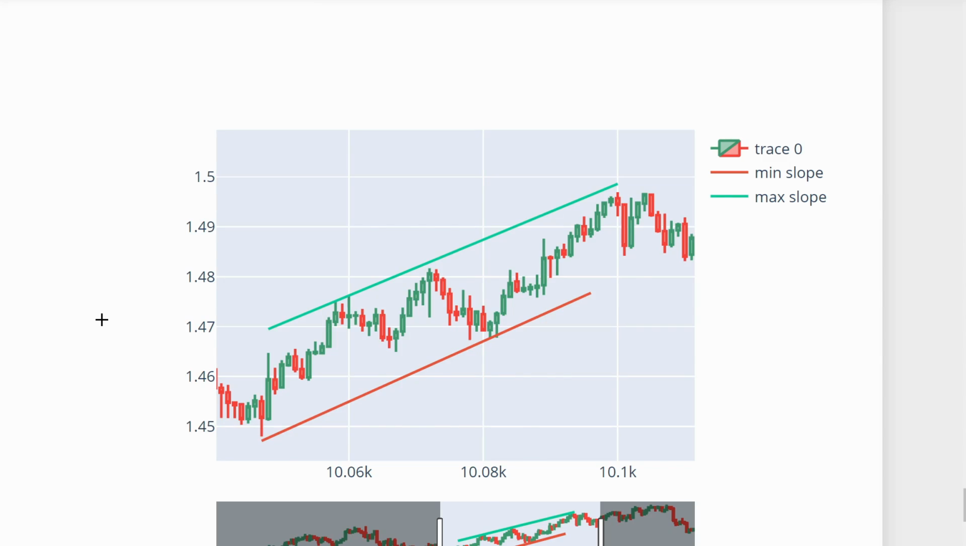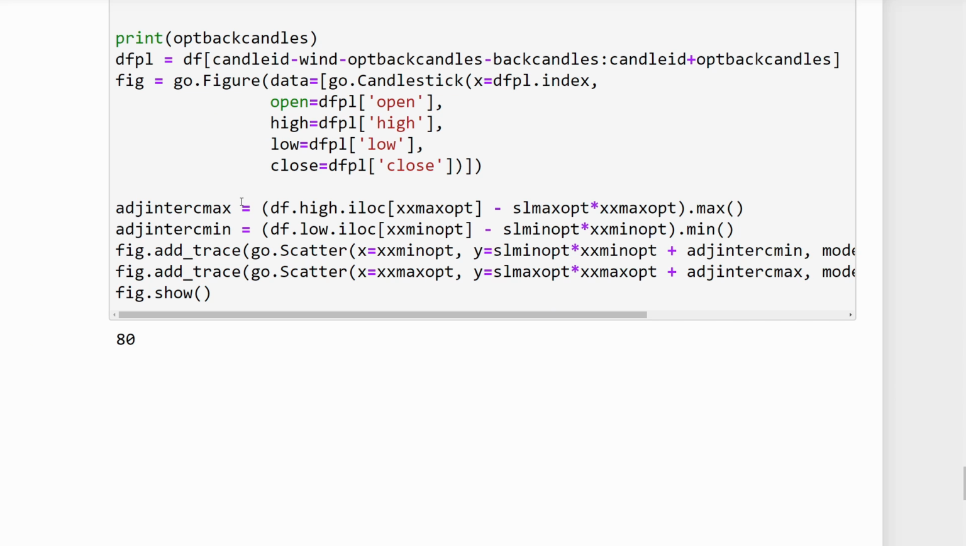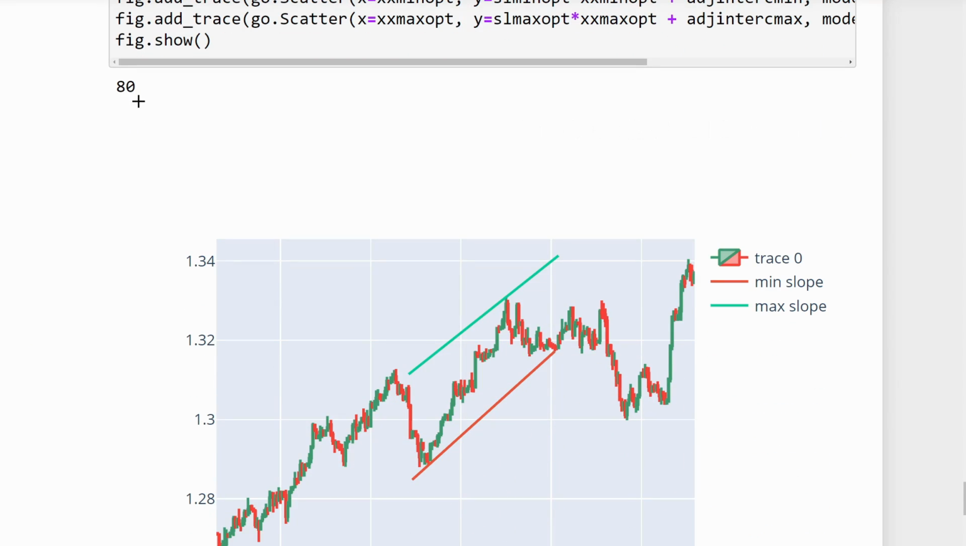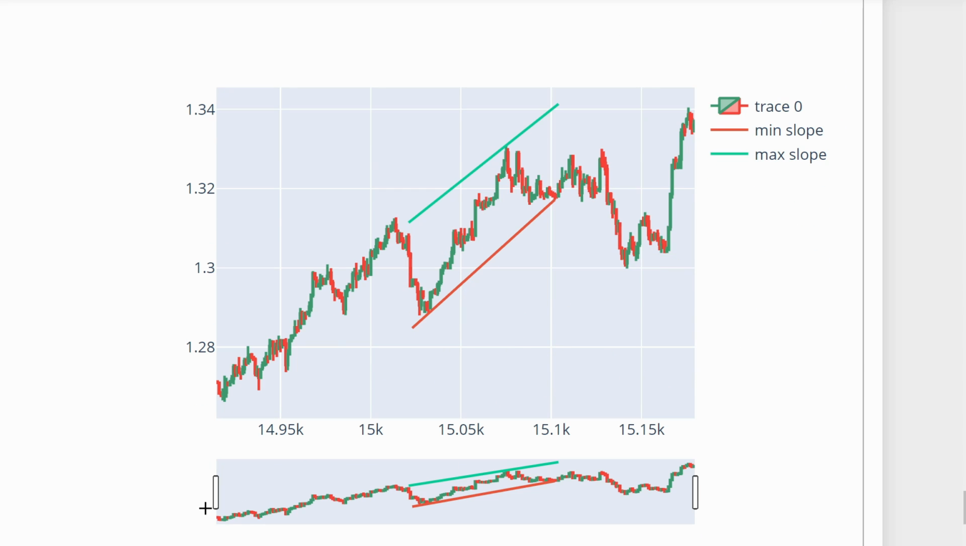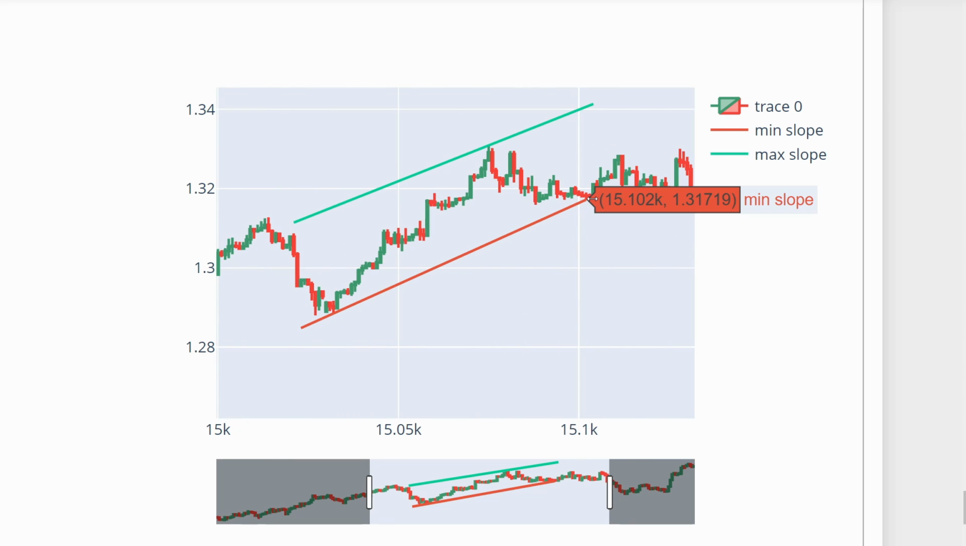If you're curious like me, we can check another candle ID. For example, let's take index 15,000. Run this, so we have something for 80 back candles. This is what the algorithm found, and this is how it looks. So I can zoom in and we can see that it is more or less a channel. Remember that we are positioned at this particular ID here and this particular candle here, and this is what we have so far. So this is what the algorithm found.